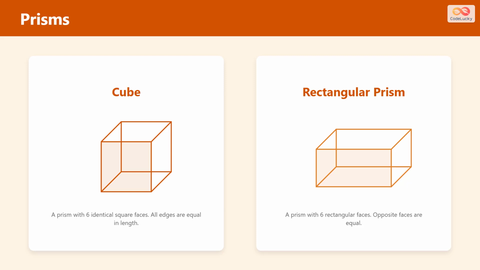Let's look at a common family of shapes called prisms. A cube is a special prism with 6 identical square faces. A rectangular prism is similar, like a shoebox or a brick, where the faces are rectangles. In a prism, the opposite faces are always identical and parallel.